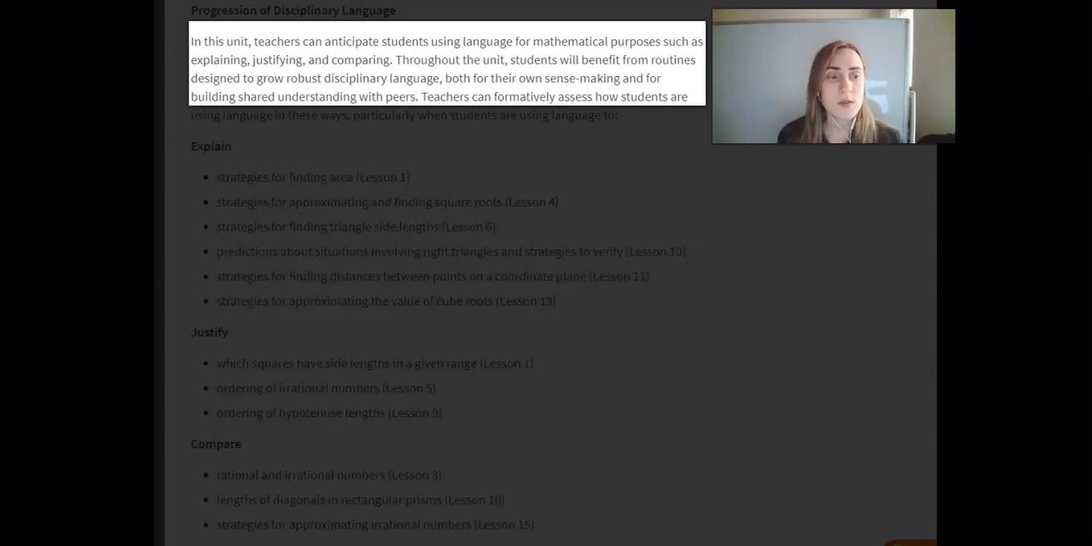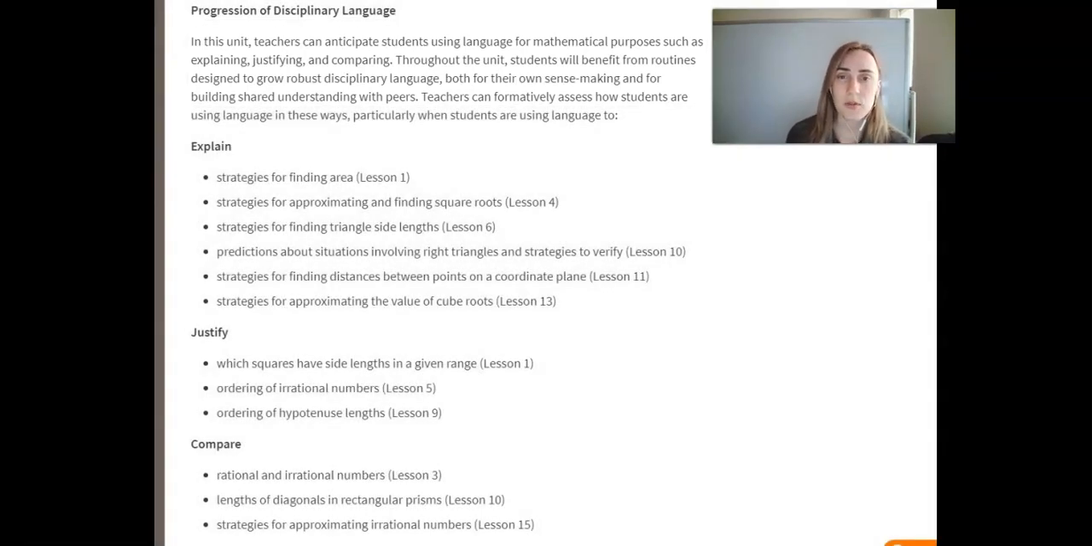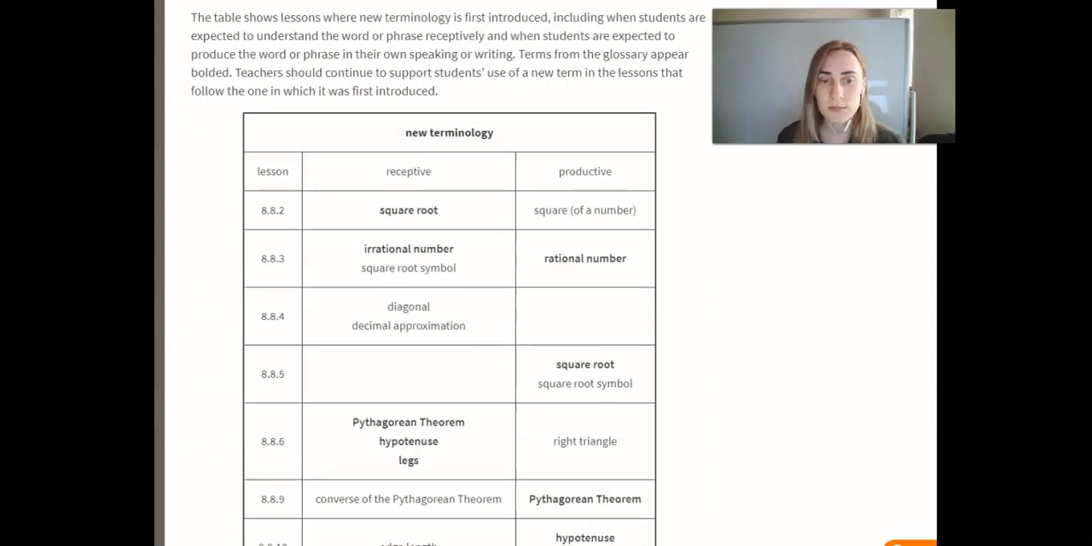So you want to always start with students describing things in their own language and then layering the mathematical vocabulary or the precise terminology on top of that. This section is very nice because it gives you an idea of in which lessons, which types of vocabulary and types of skills students will need to work on. And then we're going to look into another section from the scope and sequence.